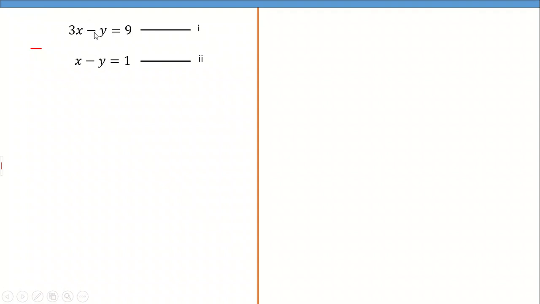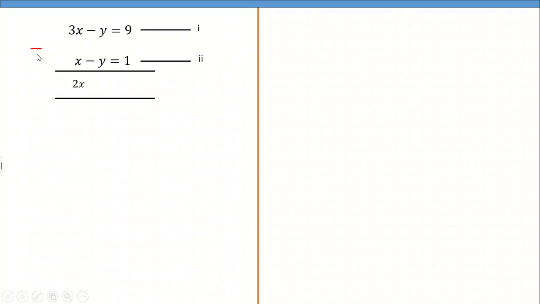When they have the same sign, subtract. Whether plus or minus, subtract. But if they have different signs, like plus, minus, minus, plus, okay, you add. You understand that? So here you're going to what? Subtract. And when you subtract 3x minus x, is going to give me 2x, isn't it? That will give me 2x.